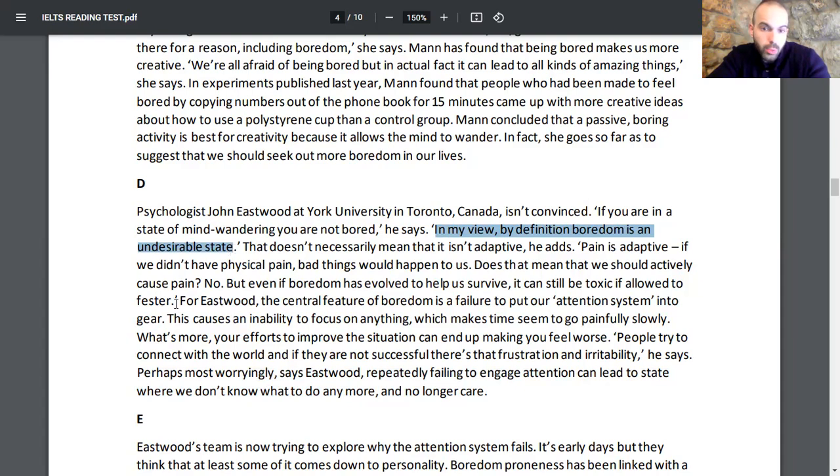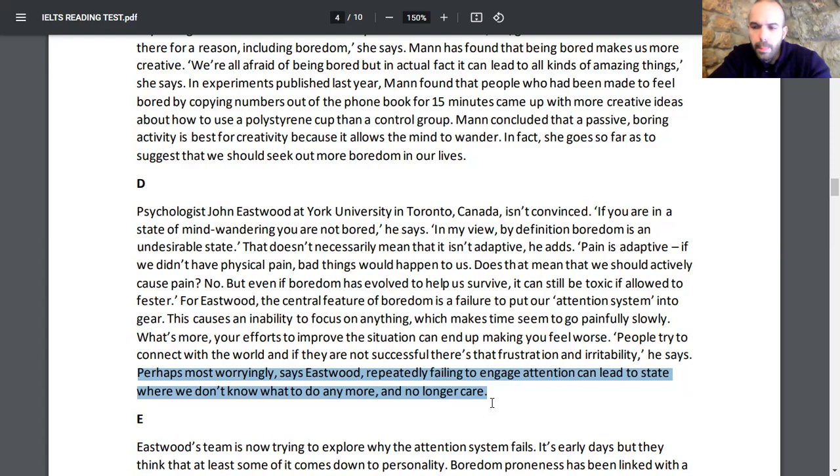And we have another sentence when he said, for Eastwood, the central feature of boredom is a failure to put our attention system into gear. Okay, and then the last sentence says, perhaps most worryingly, Eastwood says, repeatedly failing to engage attention can lead to a state where we don't know what to do anymore. So as you can see, it's all signs of some potential danger.